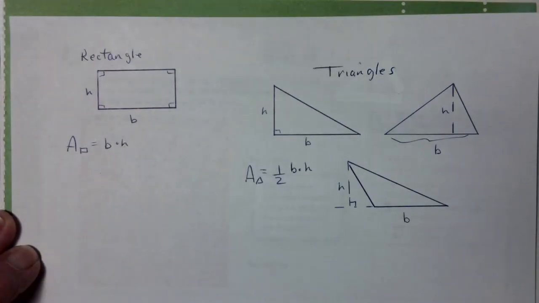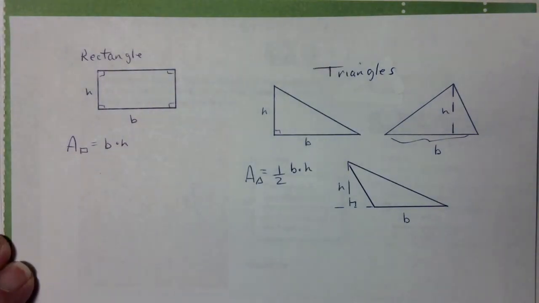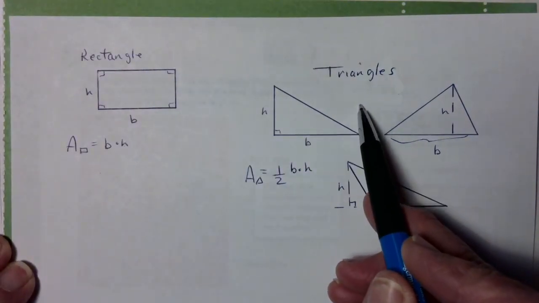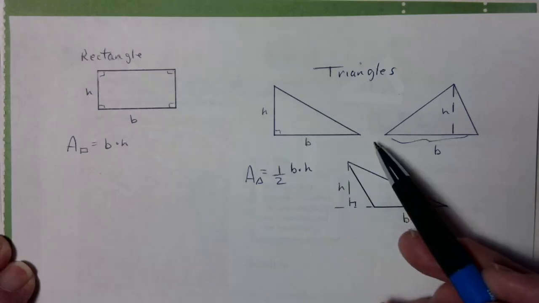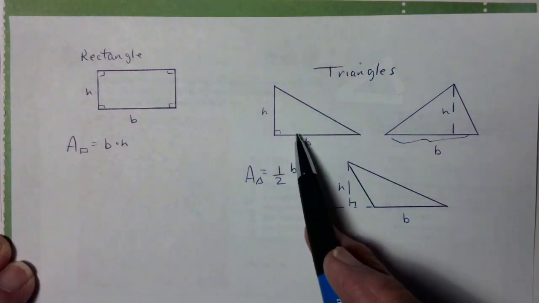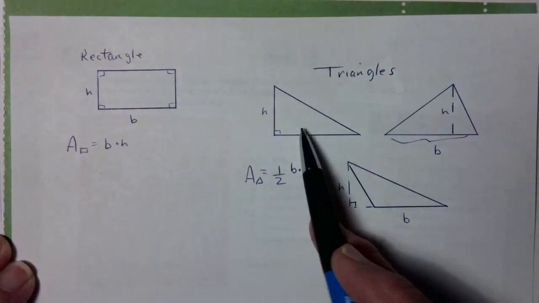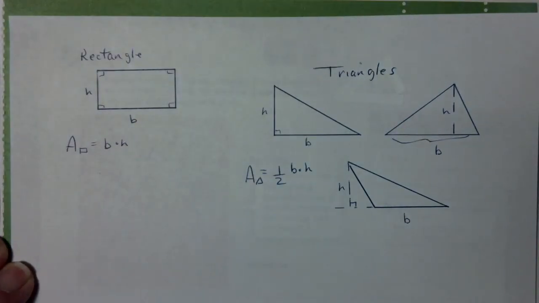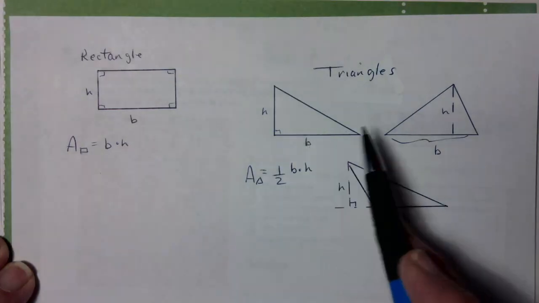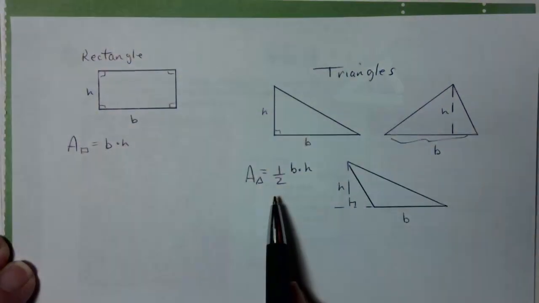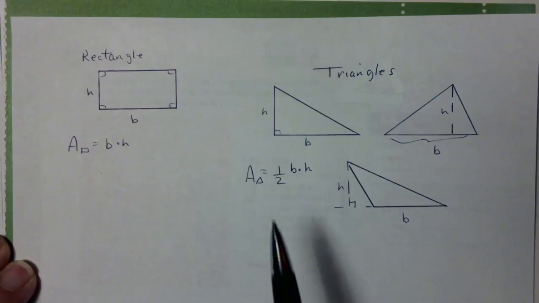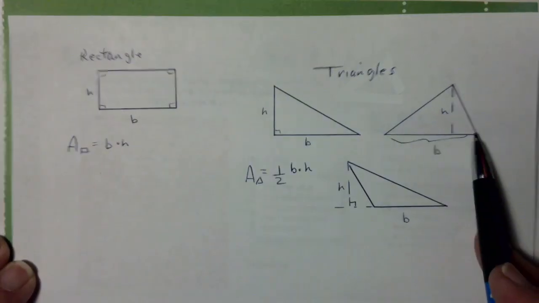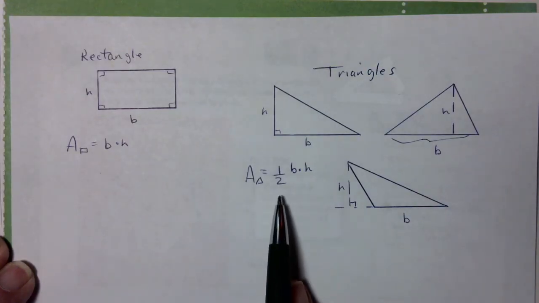Okay, then after that, we investigated triangles, and we found out that if this triangle right here was a rectangle, if it came on out like this, and we put a diagonal in there, then this would be half the area of a rectangle. So here's our rectangle area, and then we put a half in front of it. And the same is true for any shape triangle. The formula comes out to be the same, whether it is a right triangle, an obtuse triangle, or an acute triangle, it doesn't matter. The formula is the same.